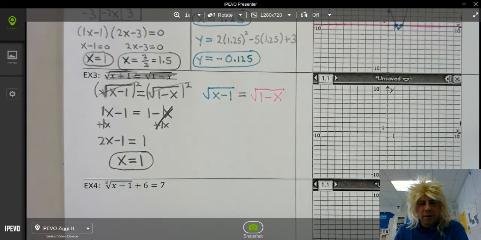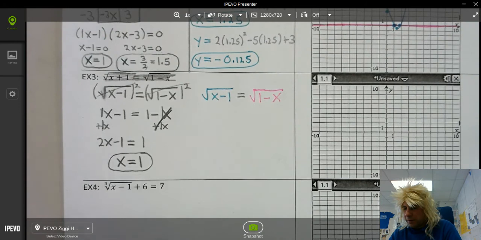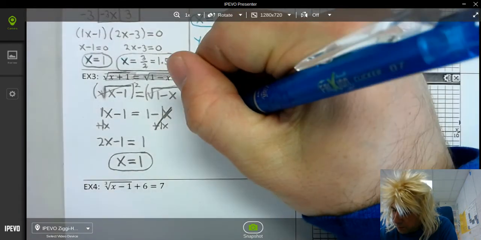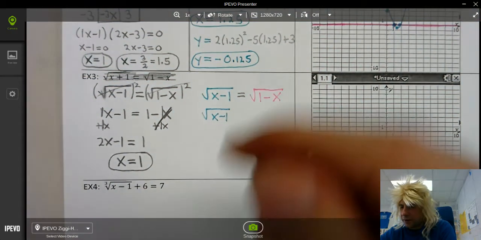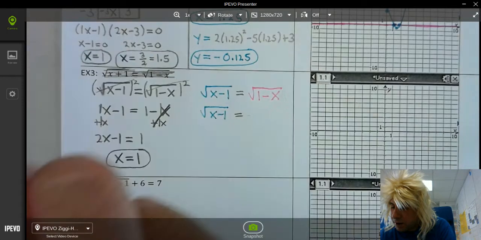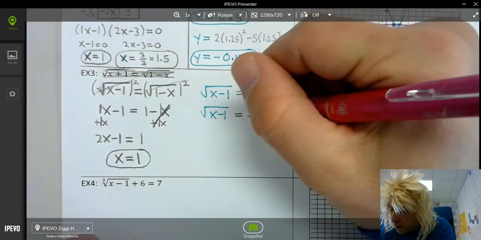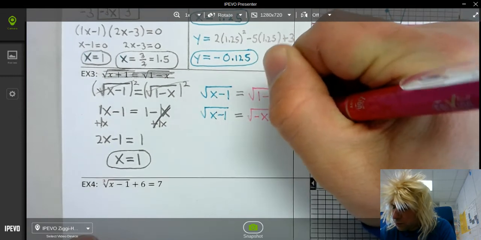Now, I'm looking at this, it's kind of confusing to see it that way, so I'm going to actually rewrite. The left side's fine, but the right side I'm going to rewrite as negative x plus 1.